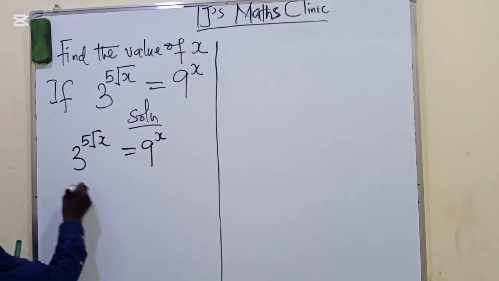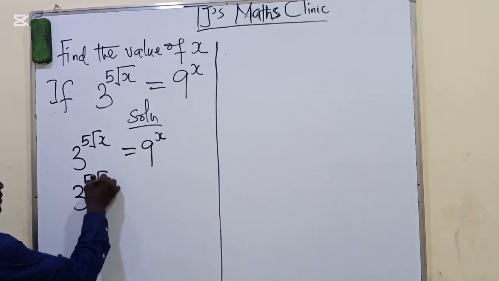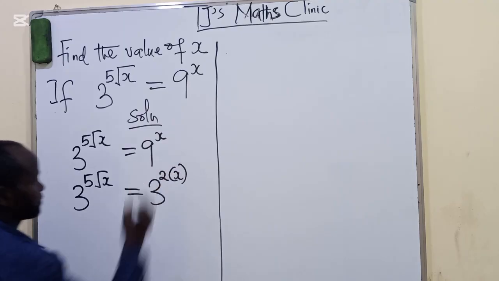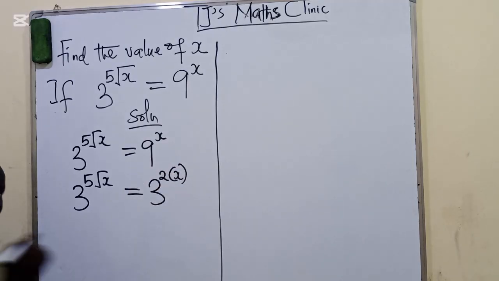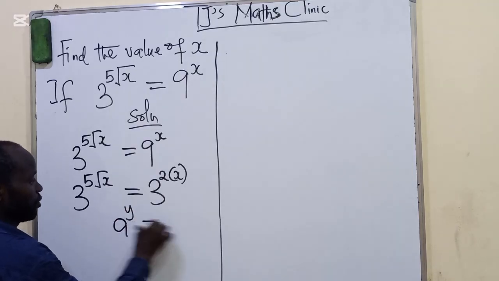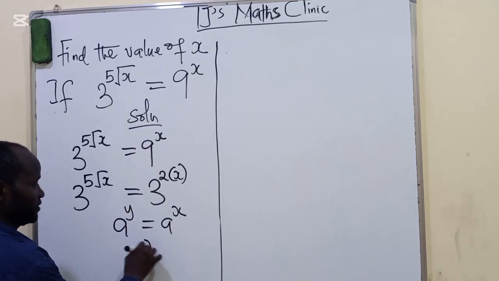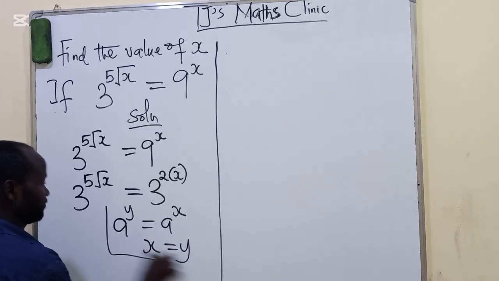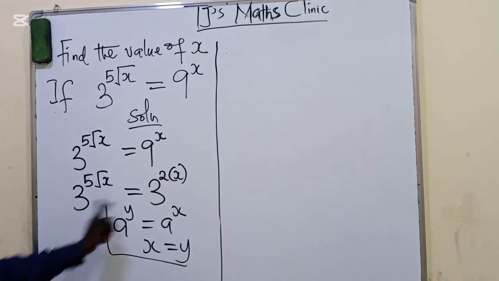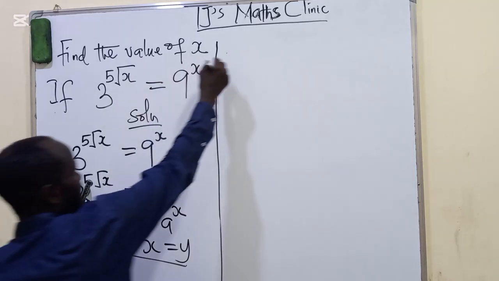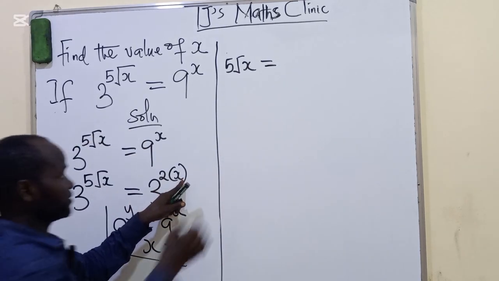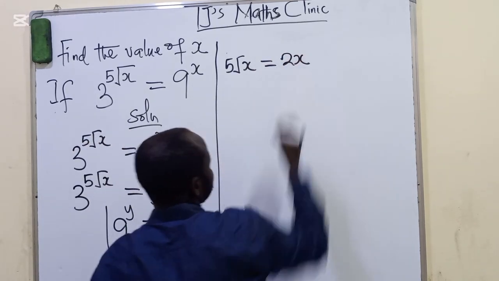So I can write this as 3 power 5 root x will now be equal to 3 power 2 into x. Very important. Recall from one of the laws of indices, if we have a power y equals a power x, it means x will be equal to y. If the bases are the same, we are free to equate the powers. So let's apply. The bases are the same, so let's equate the powers. We'll have 5 root x equals 2 times x, that will be 2x.